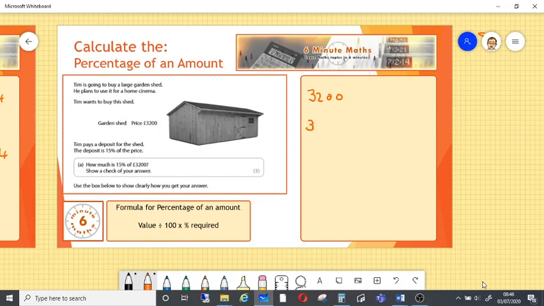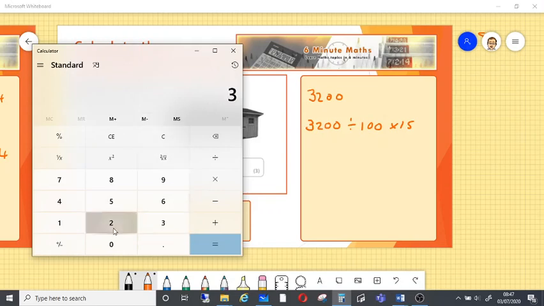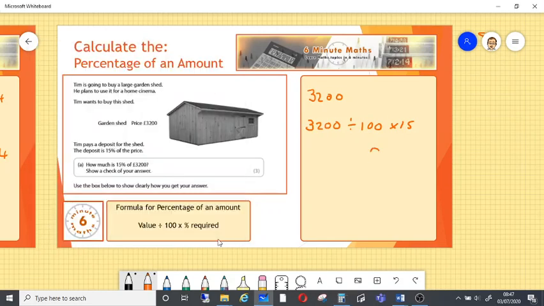So we take our 3,200. We divide it by 100 and times it by 15 to find out what that 15% is. Get my trusty calculator. 3,200 divided by 100 times the 15% means that the deposit is going to be £480. So in answer to the question, how much is 15% of 3,200? Well, it's 480.